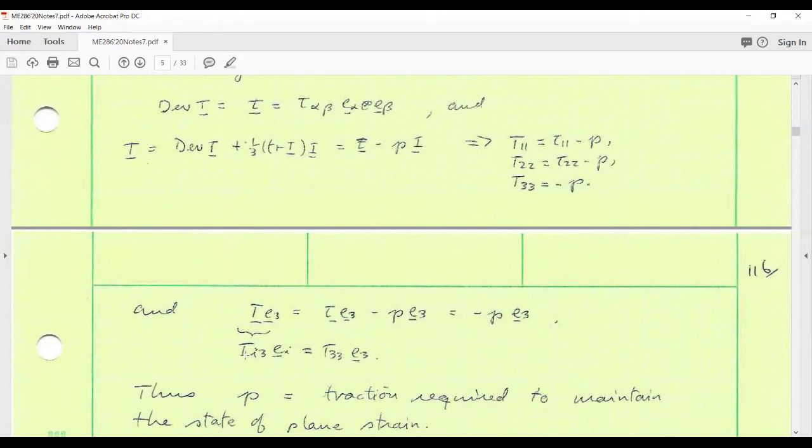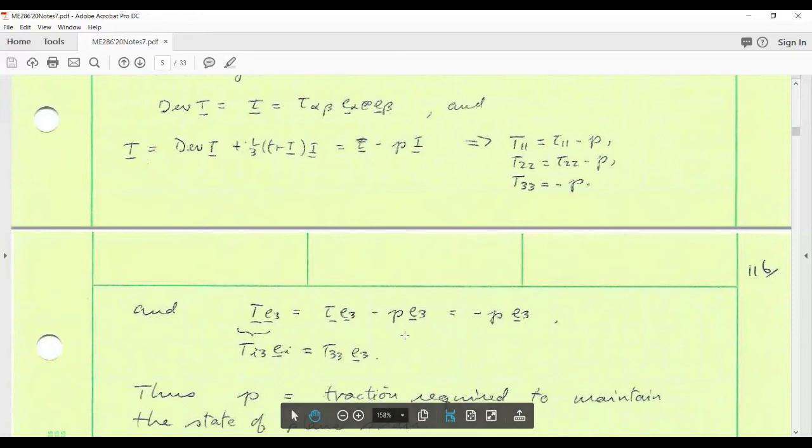And T E3 would be T sub I3 EI. But T sub 1,3 and 2,3, T13 would be tau 13, and there is none because there's no corresponding term here. T23 would be tau 23, which is also 0. So this sum would just give you T33, which is minus P.